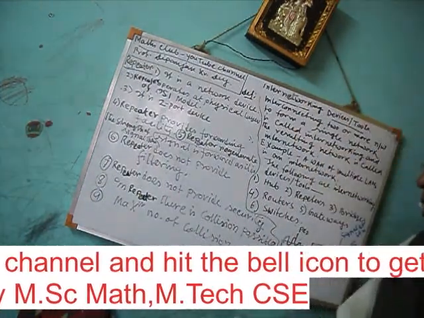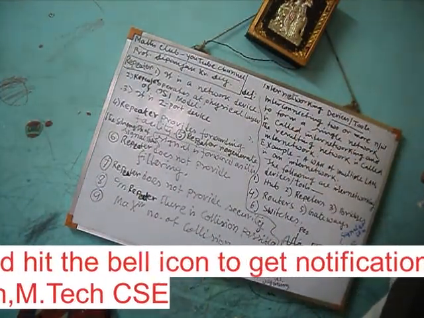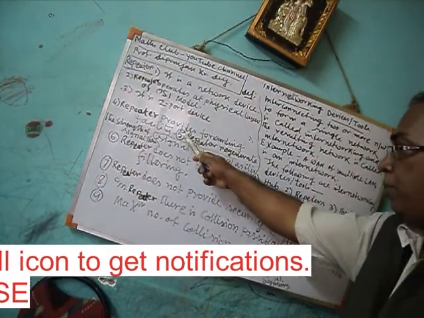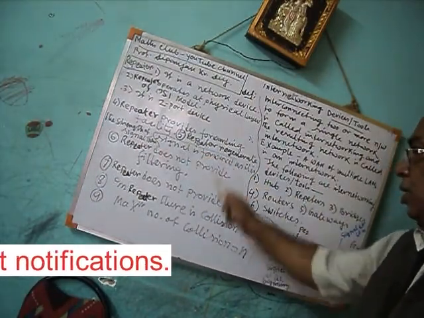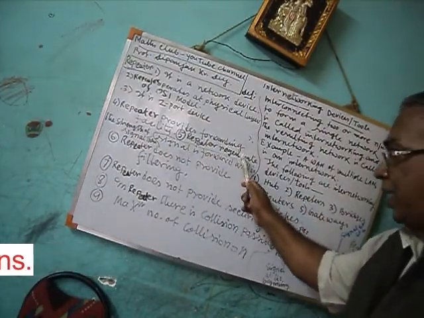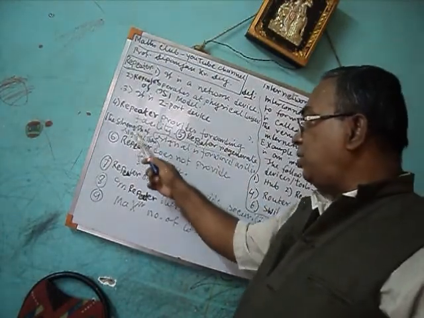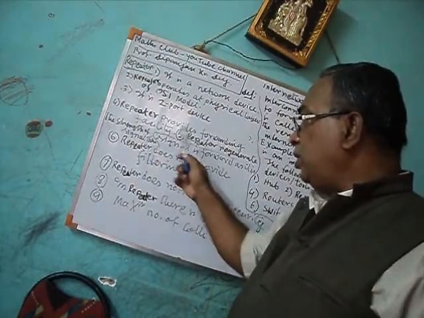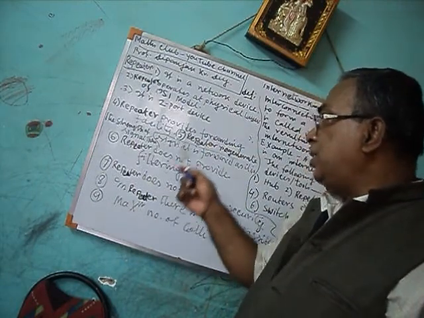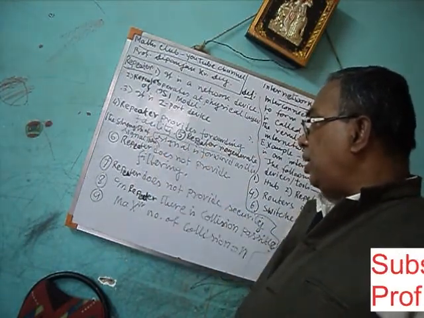Okay. Next point is a very important point, that is point number 5. Repeater regenerates the strength of the signal.